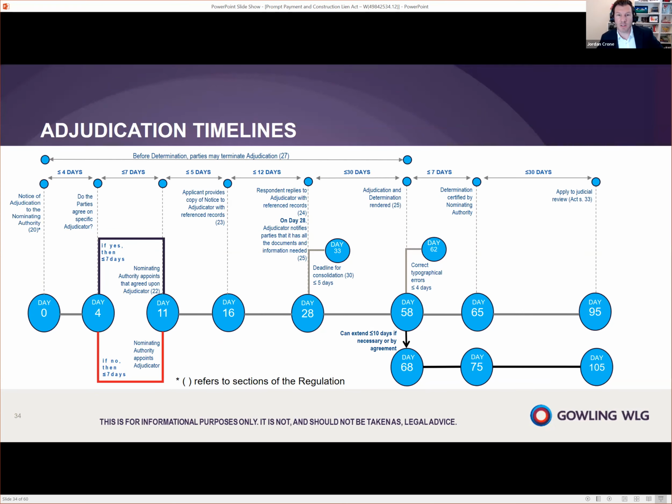This is the adjudication timeline broken out. And so we're going to start on the far left, which is day 0. And this is when we've got a dispute. So you're going to issue a notice of adjudication. You're going to issue it to the other party you're adjudicating and to the nominating authority.